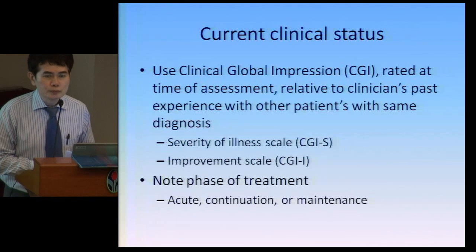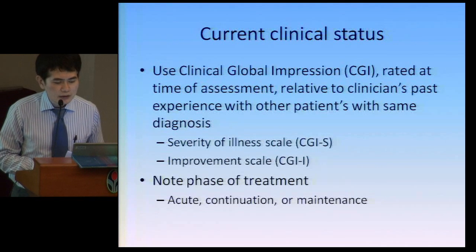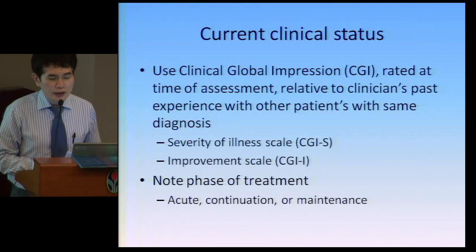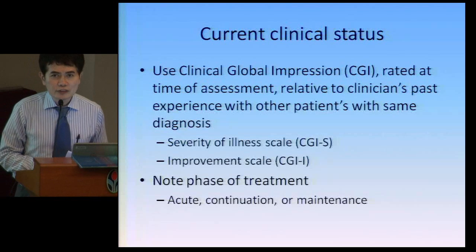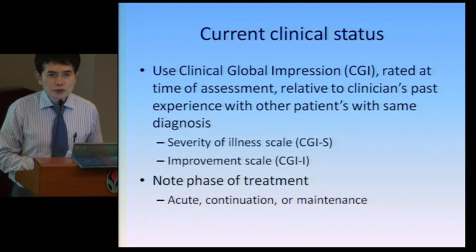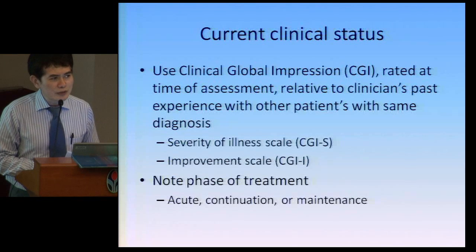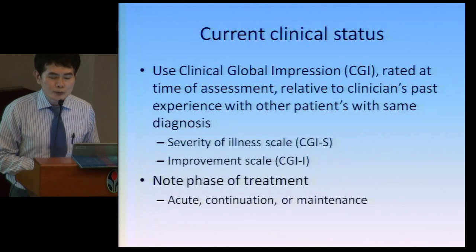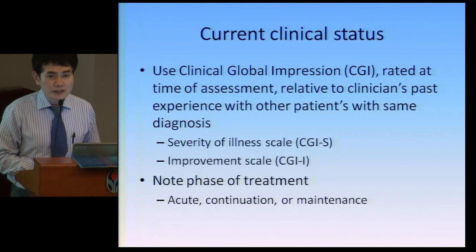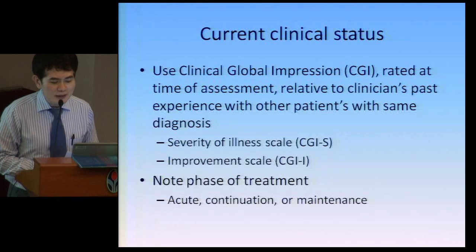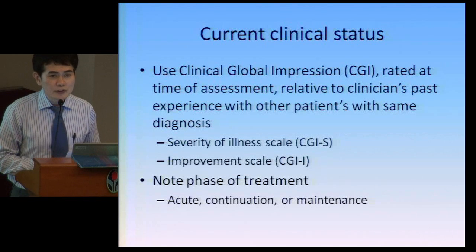And lastly, we want to make a note of the current clinical status using the CGI, which is the Clinical Global Impression. Okay, the CGI is actually a very simple instrument to use, and I think it's been chosen because of its simplicity. It's sometimes used in research trials, but very often it is used also during hospital admissions. What the CGI does is to rate the patient's clinical status at the time of assessment relative to the clinician's past experience with other patients with the same diagnosis.